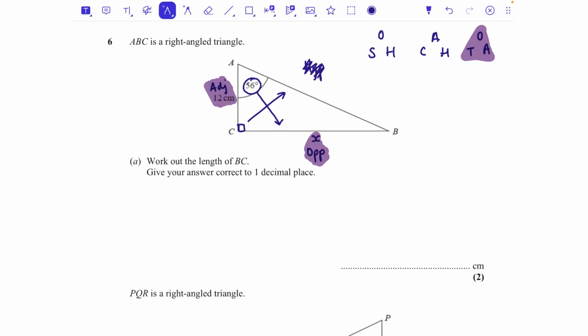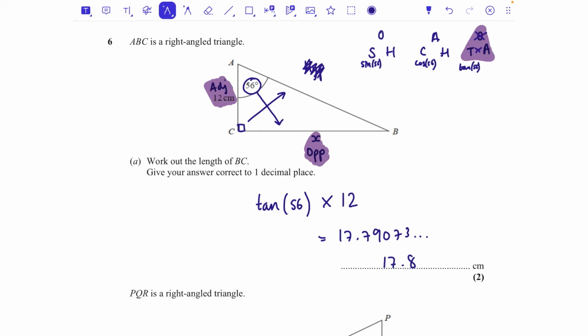So in TOA, cover up the thing you want to know, which is the opposite, the O, and do the sum that's left behind. Now remember, SO, the S stands for sine of the angle, so sine 56. If I was using CAH, it would be cos 56. But we're using TOA, so that T is tan 56. So T times A is tan 56. Don't forget to shut the bracket after the angle, times by the adjacent A, which is 12. Typing that in my calculator, tan 56, shut that bracket, multiplied by 12 is 17.79073. And they want that to one decimal place, so I'm going to put 17.8 as my answer.